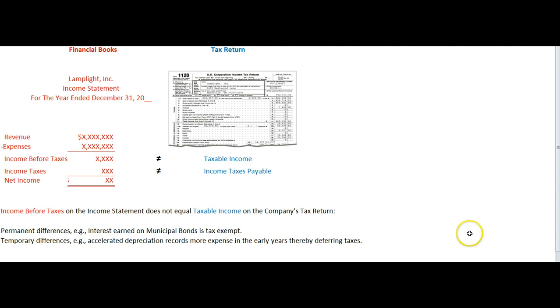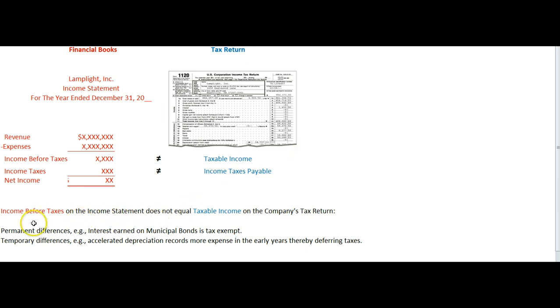And what makes it so hard is that our financial books are going to look different than our tax books. Our income before taxes is going to be one number, but our counterpart taxable income on our tax return is going to be different, which means we're going to have a different income taxes number here on our income statement than our income taxes payable. That's the check our tax preparer tells us to write. Why do we have different numbers?